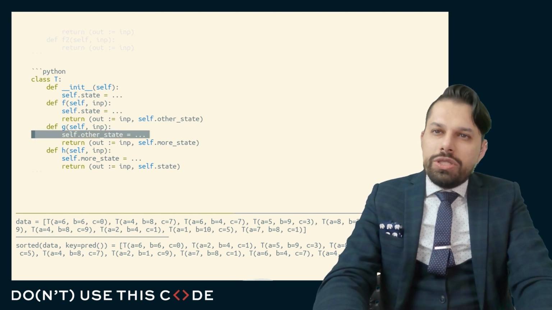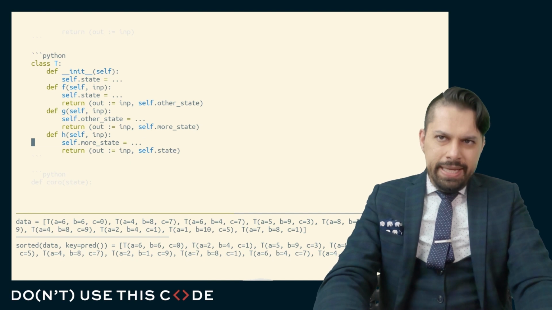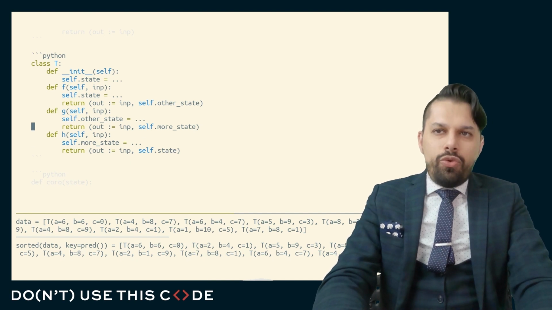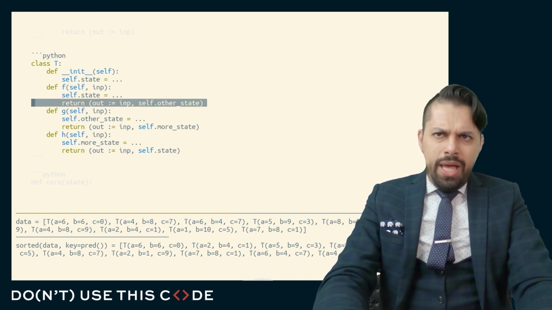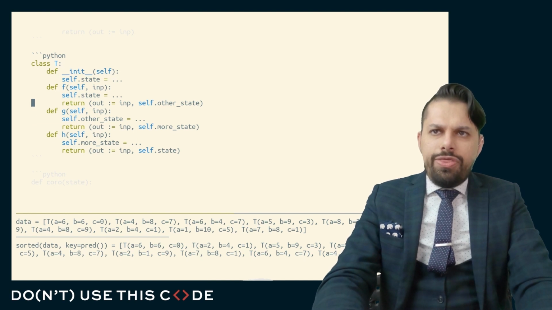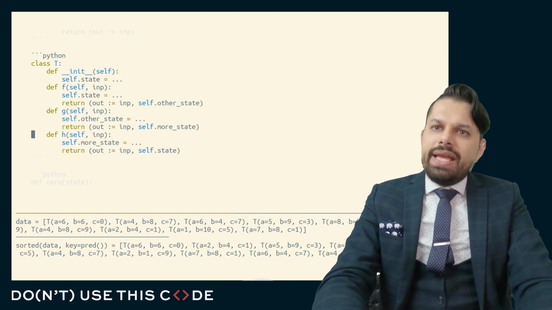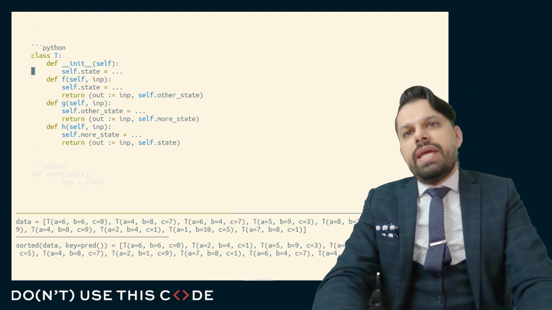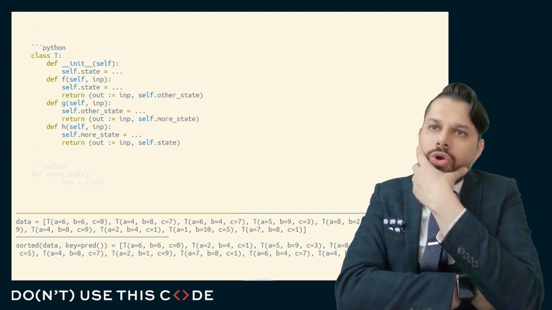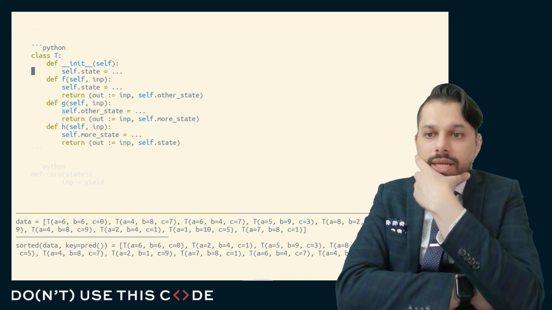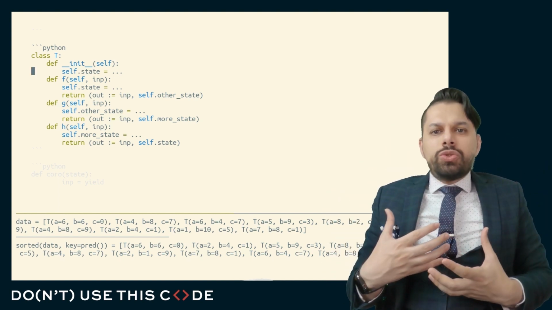Here, we rely on more state, which is only created here. So this has to run before this. And here, we rely on other state, which isn't created until here. So this has to run after this. And I guess this relies on state which was set up in the init. So the only correct ordering of these methods is H, then G, then F. And this happens all the time in our actual objects.